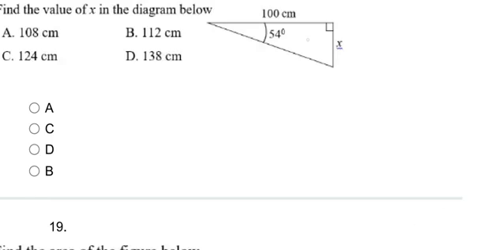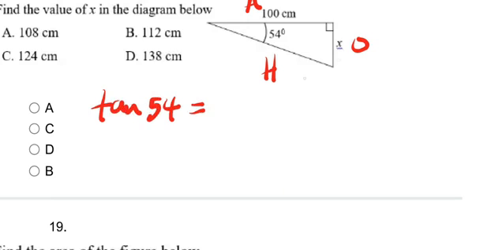So let's label the sides first. That should be the first thing. So this is the hypotenuse, this is the opposite, and this is the adjacent as well. Which means now we have nothing to do with the hypotenuse. We're looking for x, we're given a. So that means we're making use of TOA as well. So that will be tan 54 equals to opposite, which is x, divided by adjacent, which is 100.